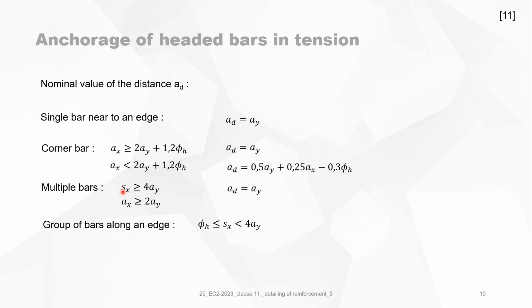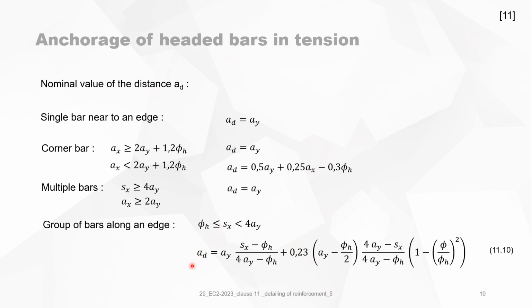And in other cases, for a group of bars along an edge, when the distance Sx, the distance center to center, is between VH and 4 AI, then AD is given in this formula. Now, most of the time when you use a headed bar in tension, it's along an edge. It's one connection after the other along an edge. So this will be used in most cases. Formula 11.10.